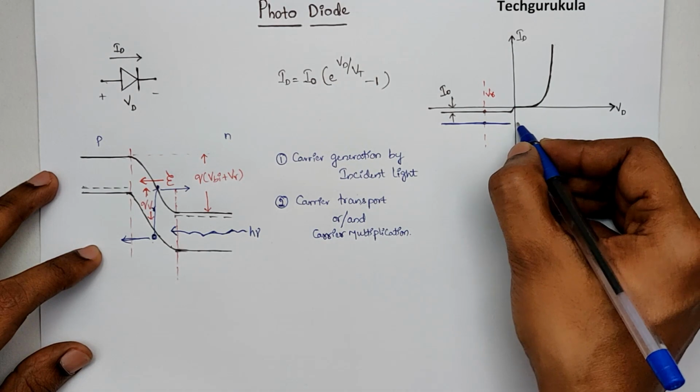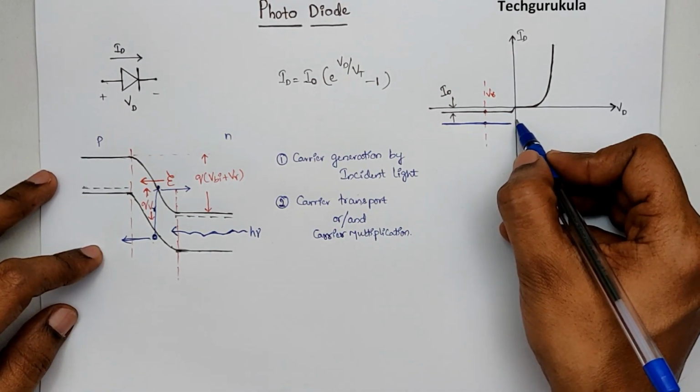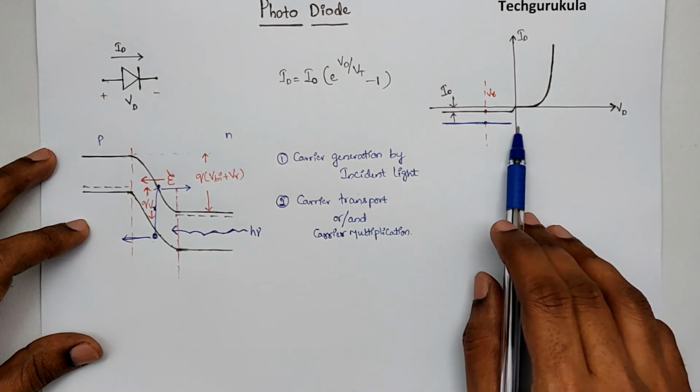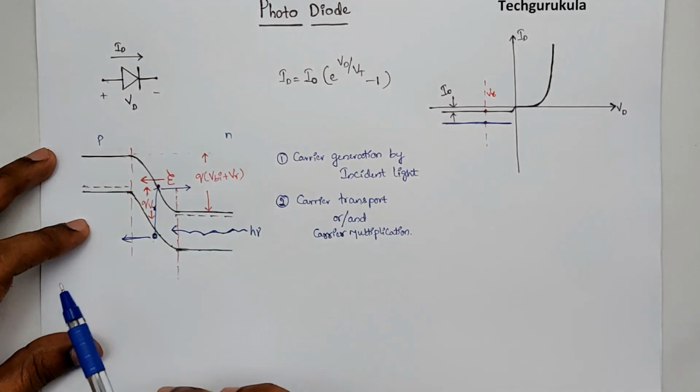Would it become 0 or would it be a non-zero value? Just pause the video and think about it. When Vd is 0, let me take the energy band diagram and show the circuit symbol with the connection.